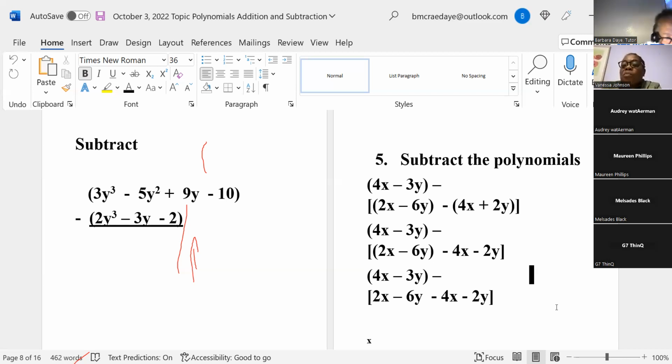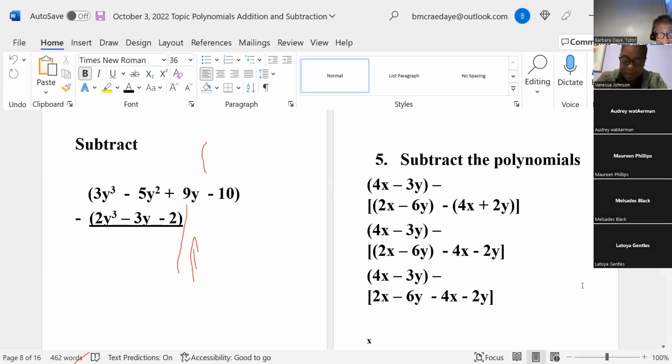Where's Latoya? Latoya left us. I'm here, Miss Barbara. Did you do number 5? I think it's 2x minus 8y. Nope. I do 2x minus 6x, minus 4y, 2y? Nope. How about 2x minus 4y? Nope. Maureen, 3y? It's a negative 8y.